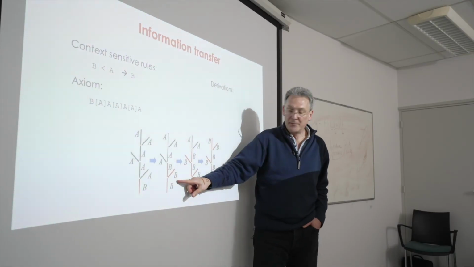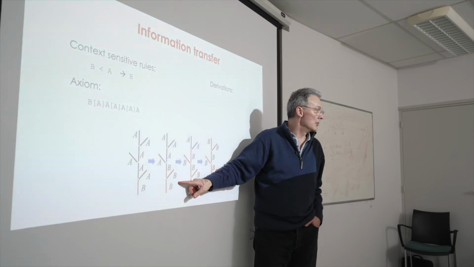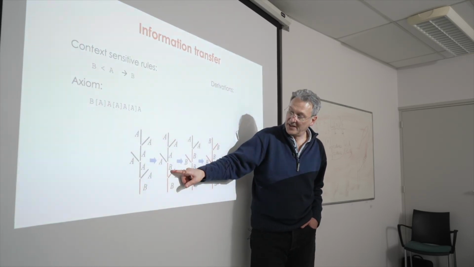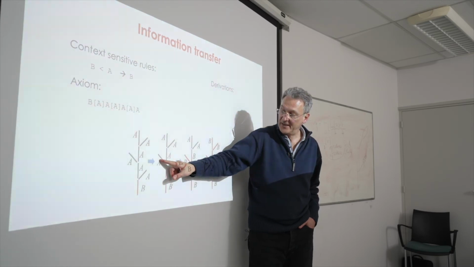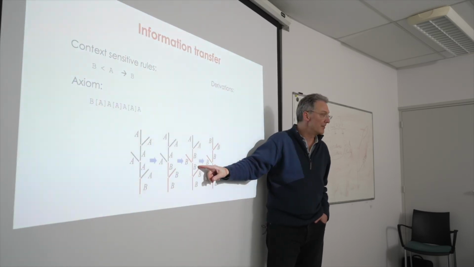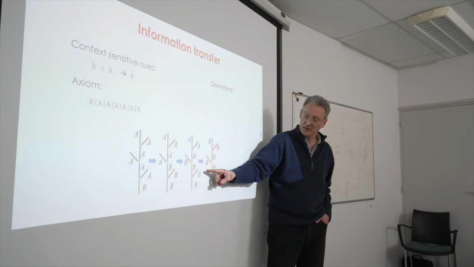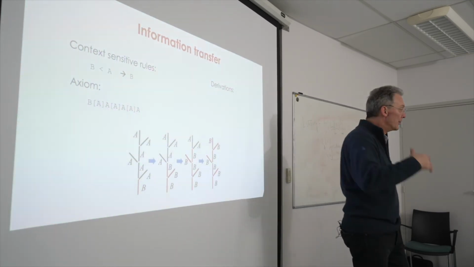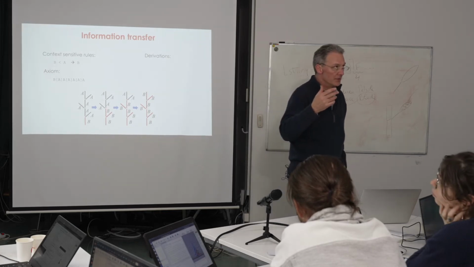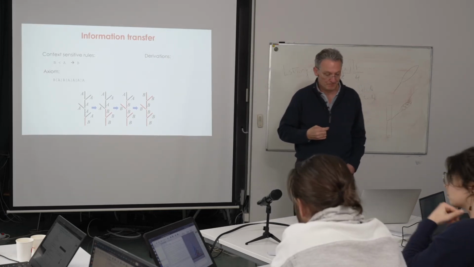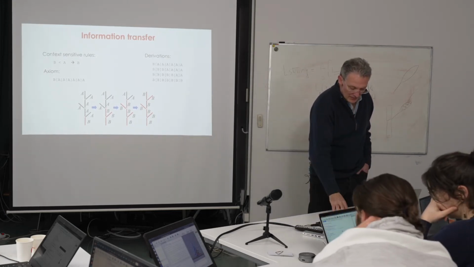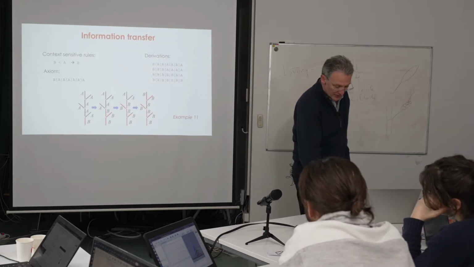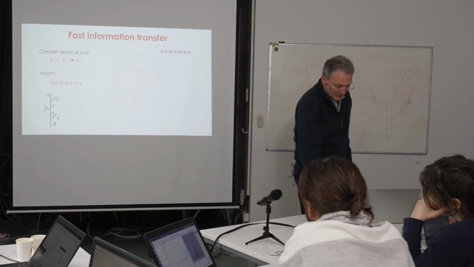So at the next step, the signal will grow up in this way. But now, this A has a B on the left context, and this A as well. So at the next step of derivation, it becomes B. Okay, so what you see is that the signal is propagating from the bottom to the top. And these are the derivations that we made. So you have this in the example.